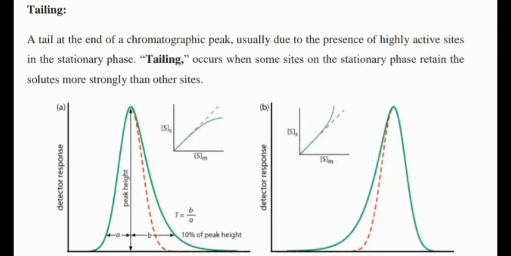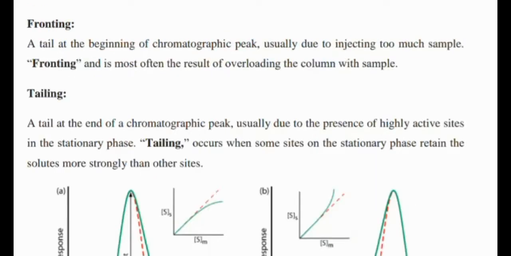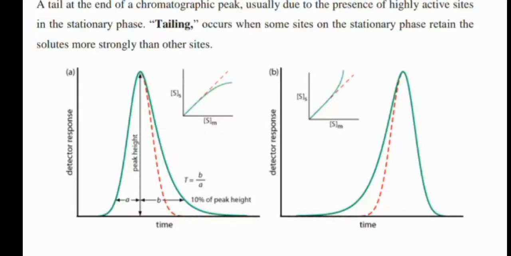And further, we have fronting, a tail at the beginning of the chromatographic peak, usually due to injecting too much sample. Fronting is most often the result of overloading the column with the sample. And at the end we have tailing, the tail at the end of the chromatographic peak, usually due to the presence of highly active sites in the stationary phase. Tailing occurs when some sites on the stationary phase retain the solutes more strongly than the other sites. These are the diagrams of the fronting and the tailing.